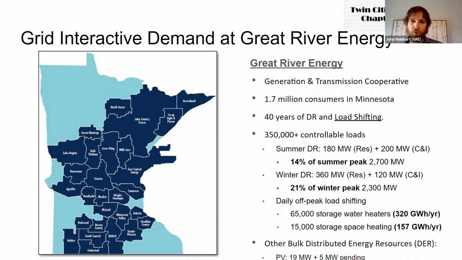One of the biggest breadwinners of this organization, Great River Energy, is the daily off-peak load shifting. And I probably should have put that in even bigger font, because we're able to shift an enormous amount of energy to off-peak periods. And this is one of those examples where we're trying to fill in the valley of our daily load shape.